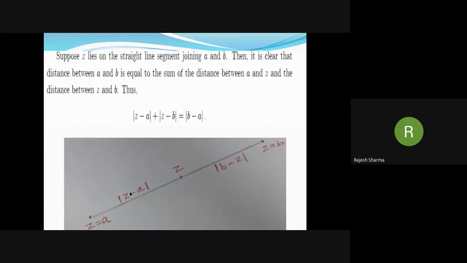Now we prove this. Suppose Z lies on the straight line segment joining A and B. That is, Z is any point between A and B. Then clearly this distance |Z - A| and this distance |B - Z|, the sum of these two distances, is equal to this distance |B - A|. So if Z lies on the straight line segment joining A and B, then we have this equation.